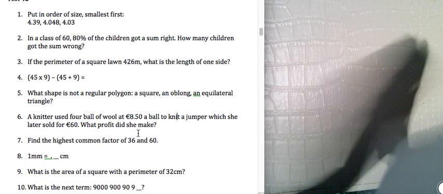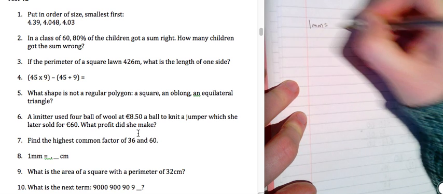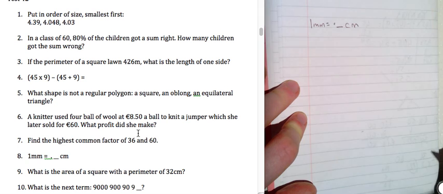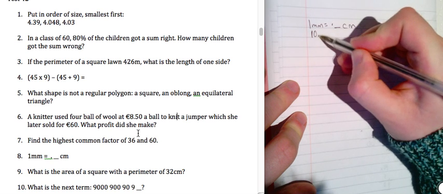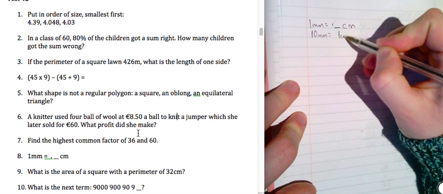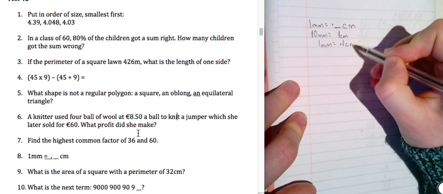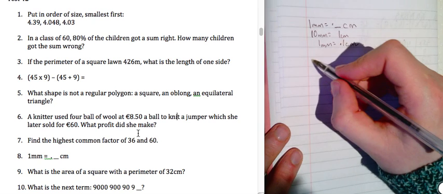Nearly there. Question number 8. You can see there, 1 millimeter is equal to how many centimeters? I think we have a little sneaky decimal point there, so we just have to be careful. 1 millimeter, well, we have to know that 10 millimeters is equal to 1 centimeter. Therefore, 1 millimeter is equal to 0.1 centimeters.